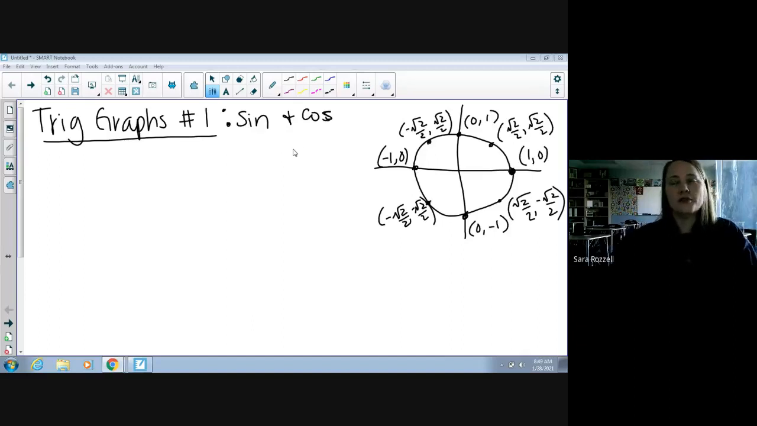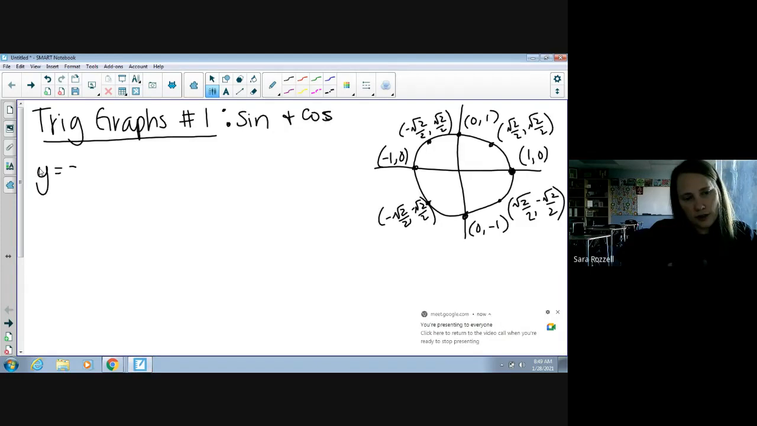Sine and cosine. Like I just said, the sine and the cosine graphs are going to be on an xy plane, but the x is going to represent the angle measure. The y is going to represent whatever the sine or cosine value is at that point. So we'll start with the sine graph. We're going to do that one first.